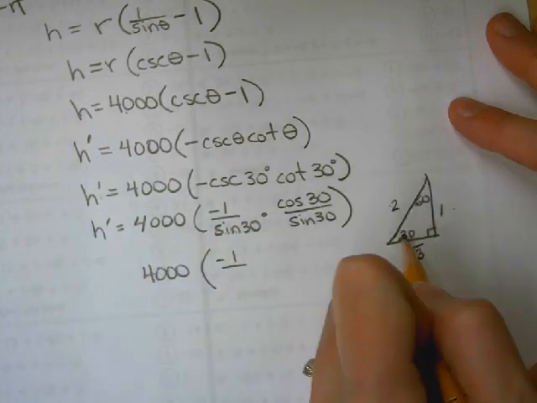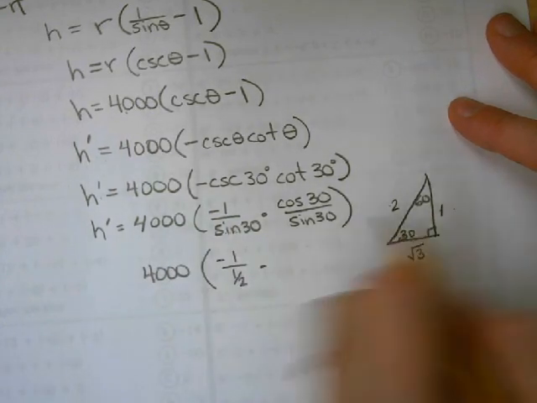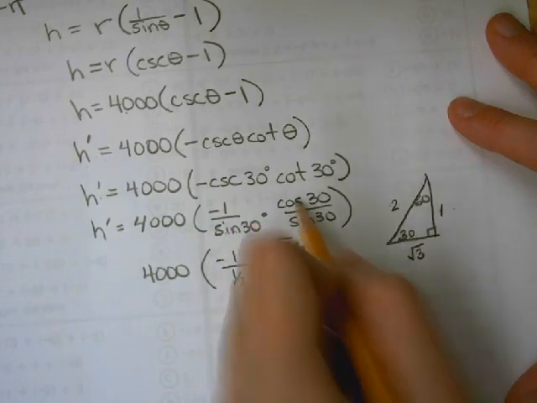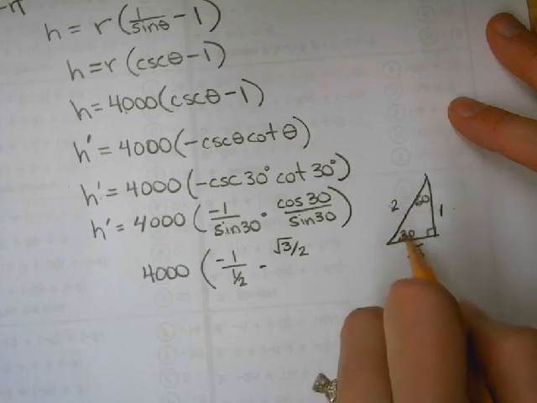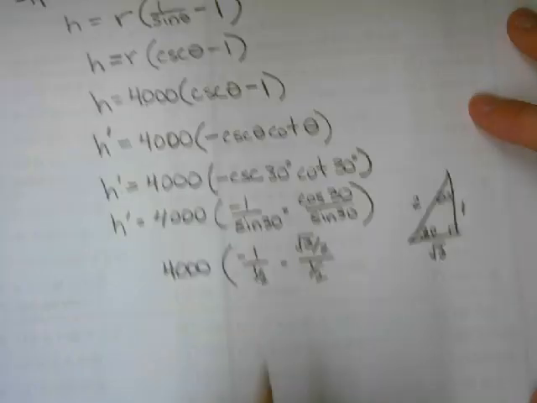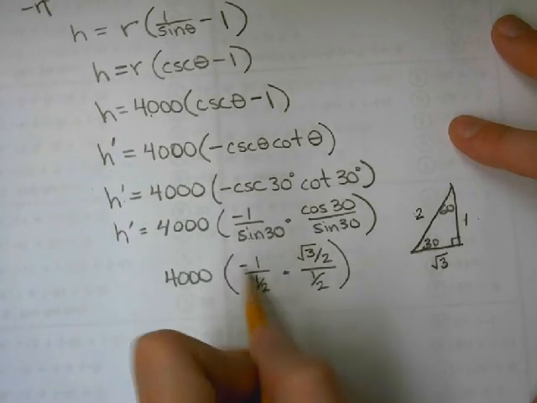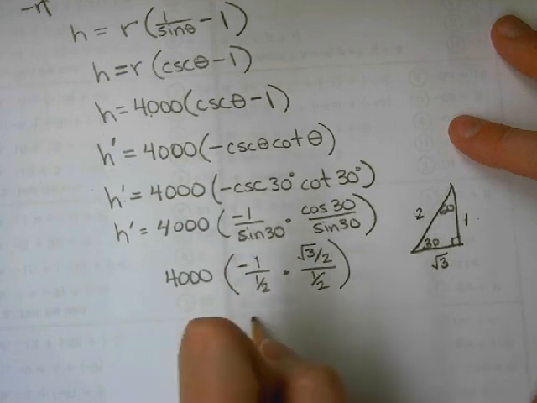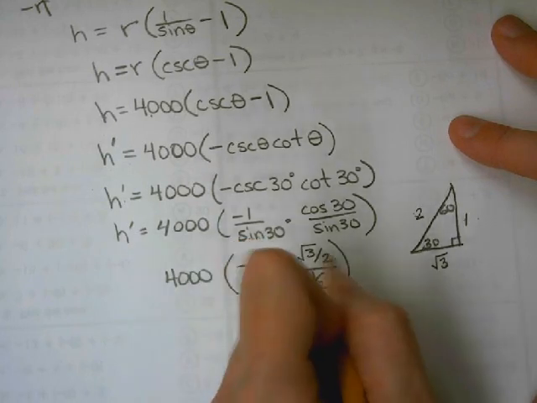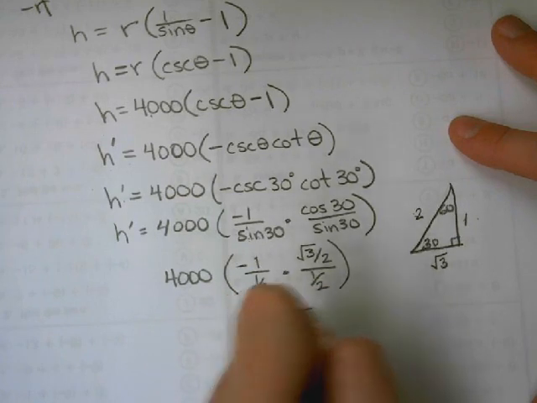So sine of 30 is 1/2, and then cosine of 30 is square root of 3 over 2, because it's just adjacent over hypotenuse. It's kind of messy with all these fractions, but you can figure it out. Let's see, this is negative 1 over 1/2. That's the same as negative 2. If you take square root of 3 over 2 and divide it by 1/2, that's the same as square root of 3. So it's just like 2 square root of 3.